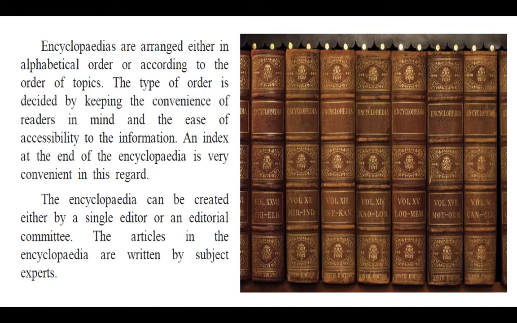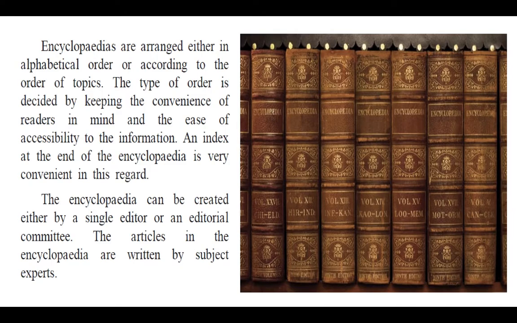Encyclopedias are arranged either in alphabetical order or according to the order of topics. The type of order is decided by keeping the convenience of the readers in mind and the ease of accessibility to the information. I'm sure all of you have at least a few encyclopedias in your own homes. You must have noticed how easily information is accessible to you. It becomes so much easier for the reader to gain more and more information about a particular topic, and how it is so well organized in that particular book.